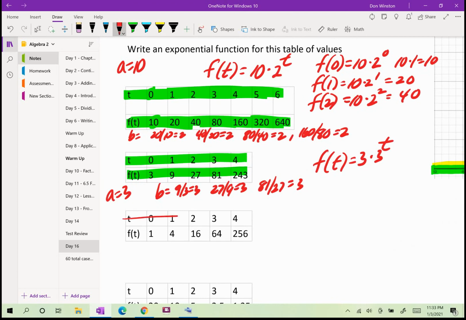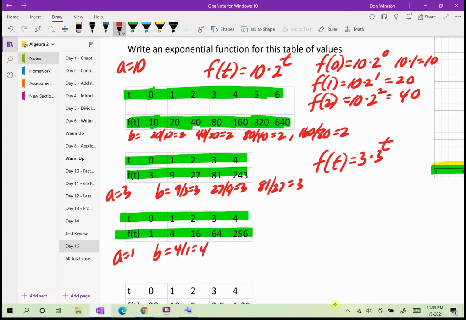And then lastly, here I have another table. Okay, at time 0, f of t is 1. Okay, so my initial amount is 1, so a is equal to 1. So b would be f of t at day 1 divided by f of t at time 0. So 4 divided by 1 is 4. Or 16 divided by 4 is equal to 4. Or 64 divided by 16 equals 4. So my function here would be f of t is equal to my initial amount, which is 1, times my multiplier, or b, which is 4 raised to the t. And we would just write that 4 raised to the t. Don't really need the 1.